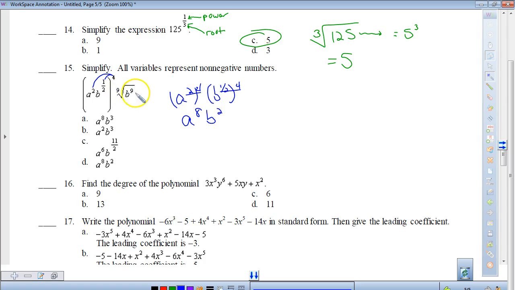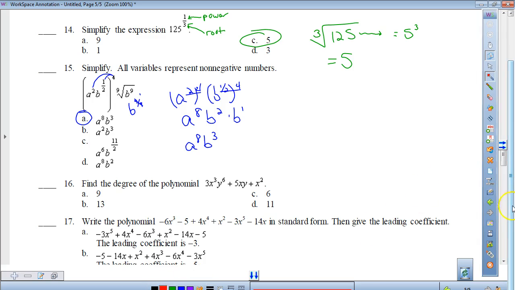But we also need to find this ninth root of b to the 9th. And if you recall, this means the power and this means the root. That would be b to the 9/9, which is just simply b to the first power. So times b would be over here. So altogether we have a to the 8 and b to the 3, and that is answer choice A.